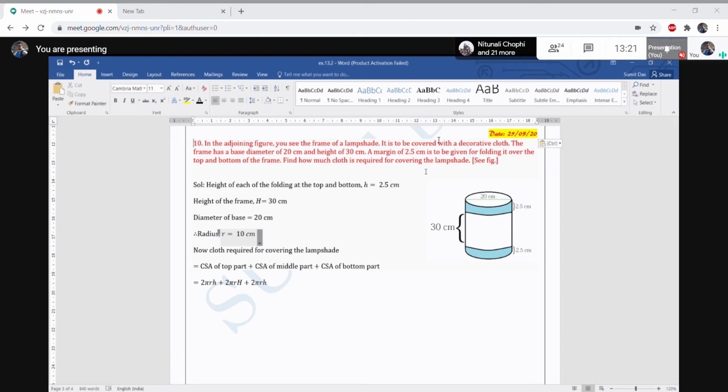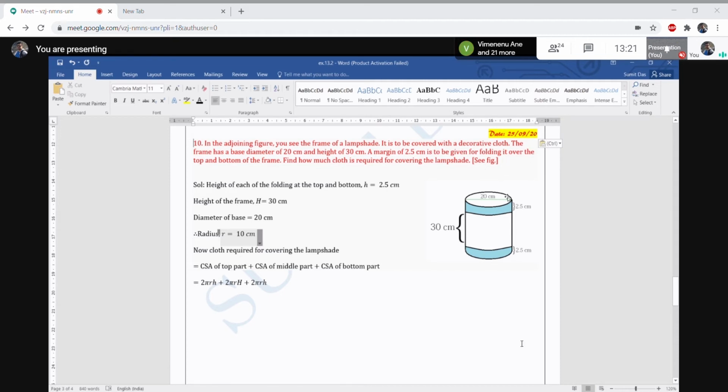diameter 20 centimeter and height 30 centimeter. Basically, this white part is actually the lamp. What is the upper, this blue part? You can see a margin of 2.5 centimeter to be given for folding over top and bottom.